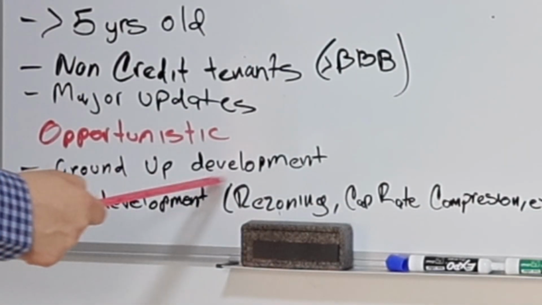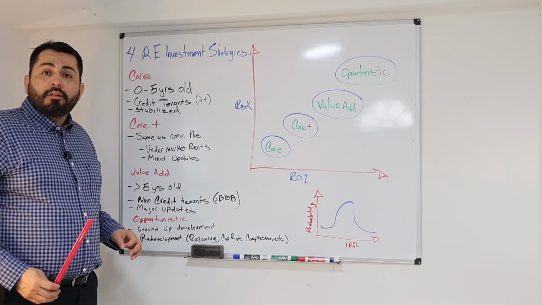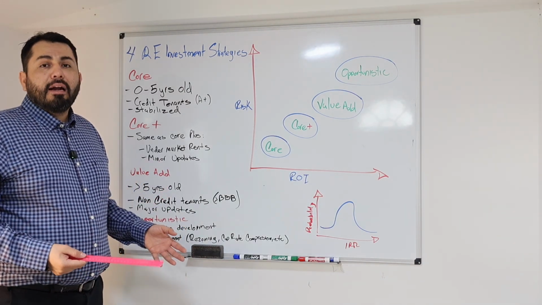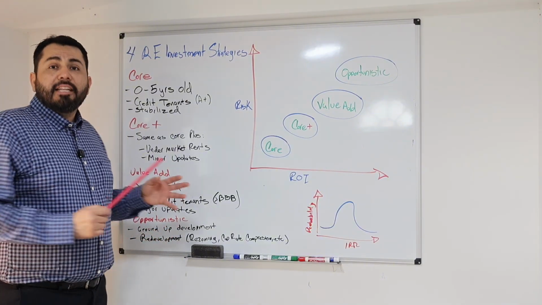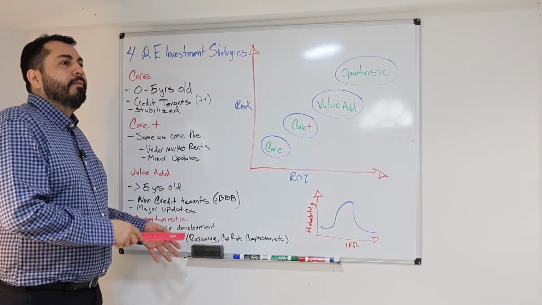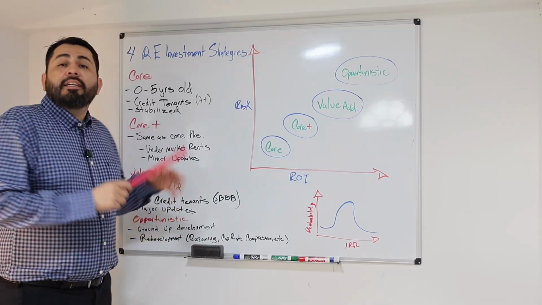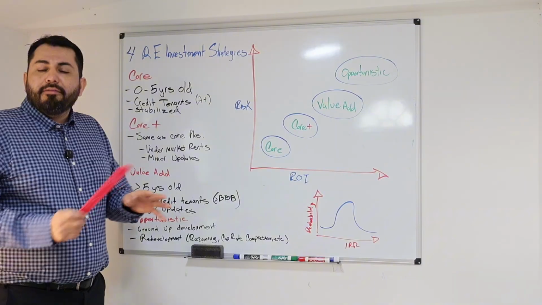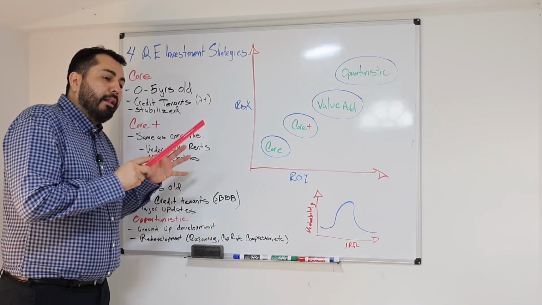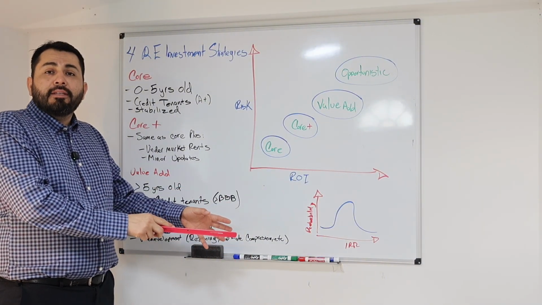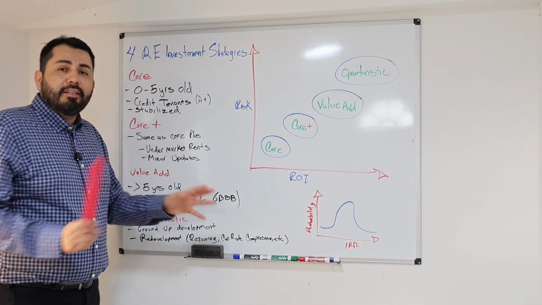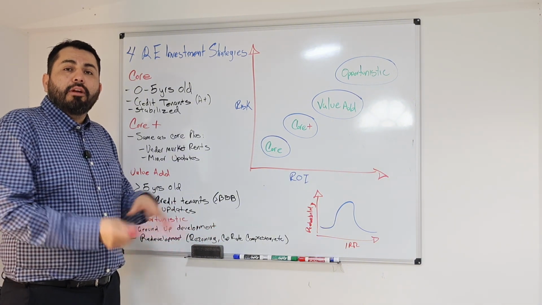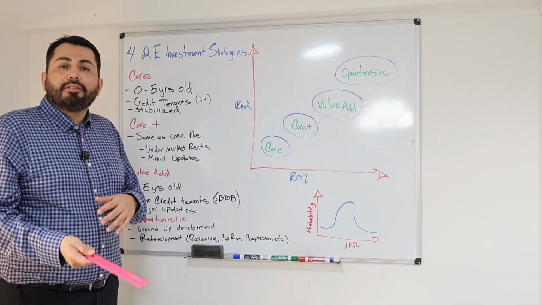So opportunistic is mostly ground up development. So you have to purchase the dirt, the land, and then build from the ground up. Okay, so that is not easy, because you have to find land that is already zoned for what you want to build. So if you're looking to build a multifamily building, you have to find land that is already zoned for multifamily. If it's not zoned multifamily, let's say you acquire an old industrial building, an old warehouse, and it's zoned industrial, you have to do the rezoning here.